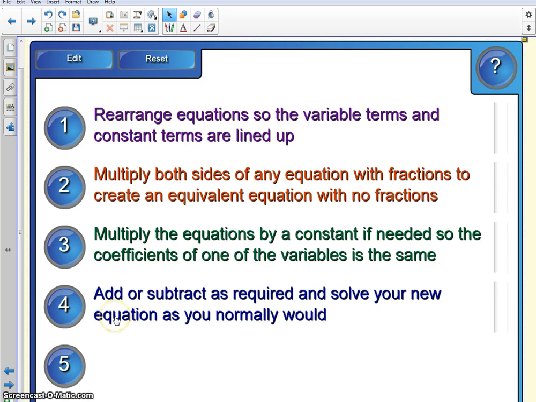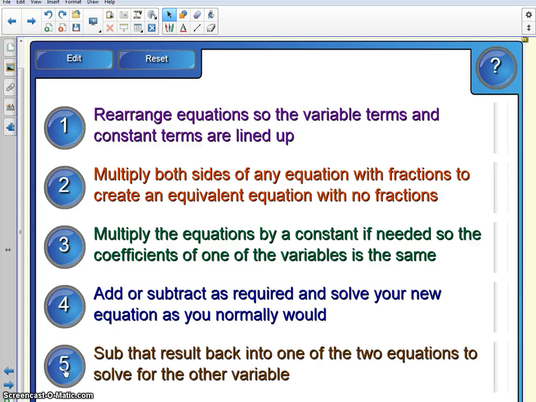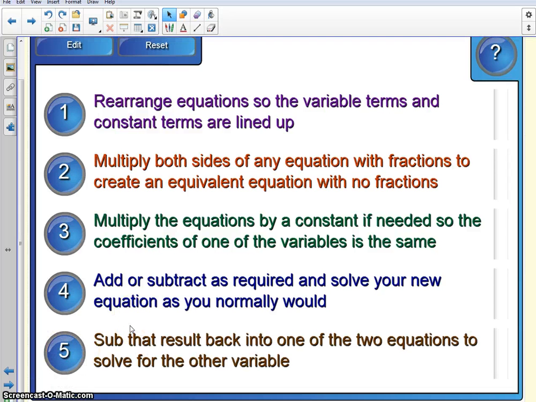Then we want to add or subtract the equations to get rid of, or eliminate, that variable and solve the resulting equation. And then, just like in substitution, you sub that result back into one of the other equations to solve for the other one.